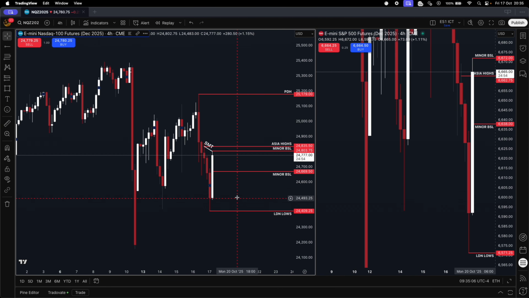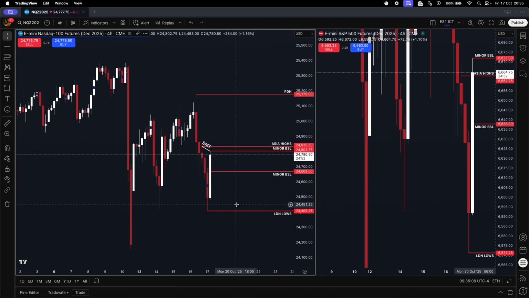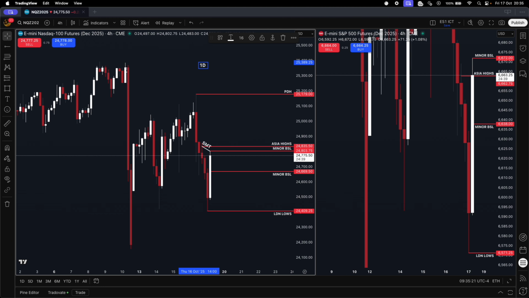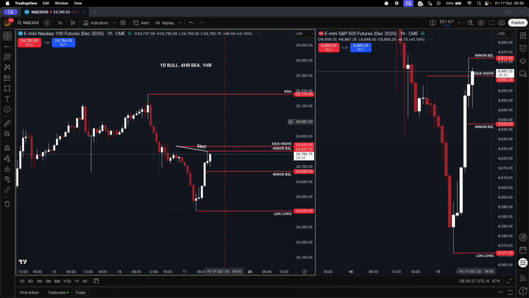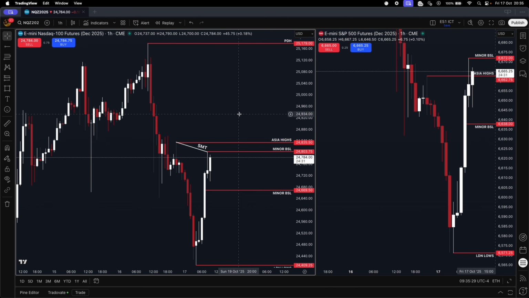As you can see here, the 4-hour time frame is bearish. So we assume that this bearish 4-hour gap is respected and the draw's lower towards the next 4-hour low or bullish gap. So we have bullish and bearish as of now. So daily is bullish, 4-hour is bearish, 1 hour. Let's take a look at the 1.